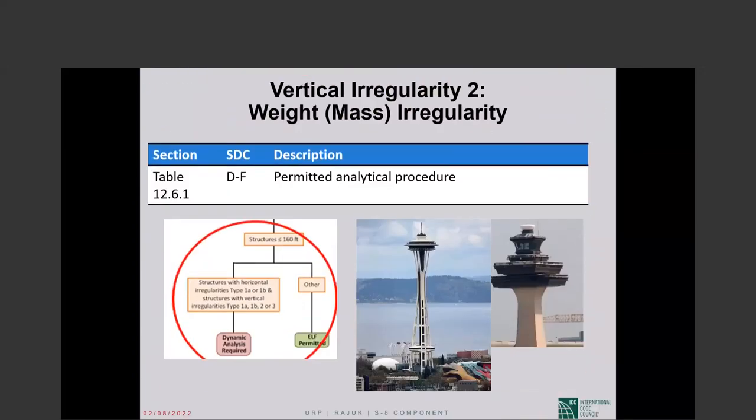If you have this type 2 vertical irregularity, mass irregularity, then the only permitted analytical procedure is dynamic analysis. Type 2 vertical is one of the bad irregularities that was mentioned yesterday.